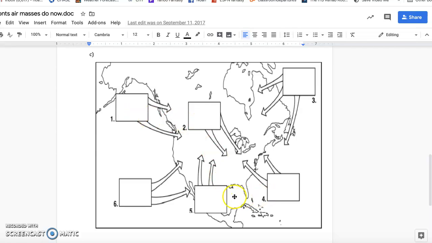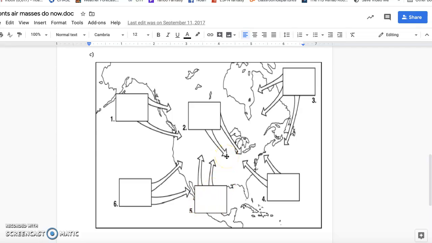We'll jump down here to the bottom. Let's do this one that's over kind of Texas and Mexico. What we'll notice is we're ignoring where the arrows are. That's just where it's headed. Its source region in this case would be kind of Texas and Mexico. So we know that it's in a warmer environment, so tropical, and it's over land. So this should be a cT, a lowercase c, capital T. This is kind of how we do this.